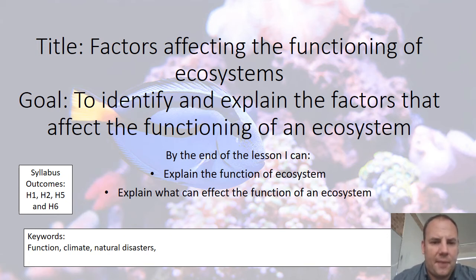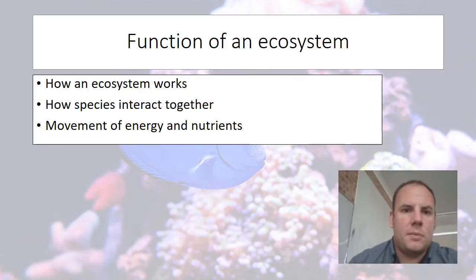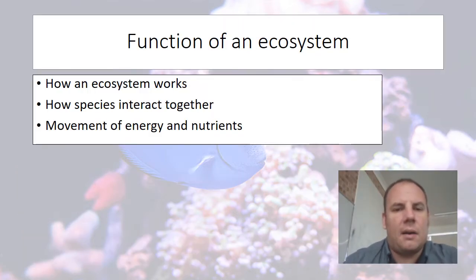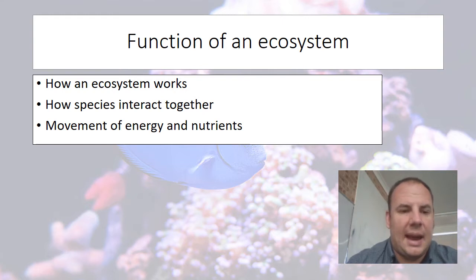Okay, this video is about factors affecting the function of an ecosystem, and our goal is to explain or identify these factors and then explain how they affect the function of an ecosystem. So what we're looking at when we talk about a function of ecosystem is basically how an ecosystem works. It's how species interact together in an ecosystem, and therefore it means the movement of energy and nutrients.